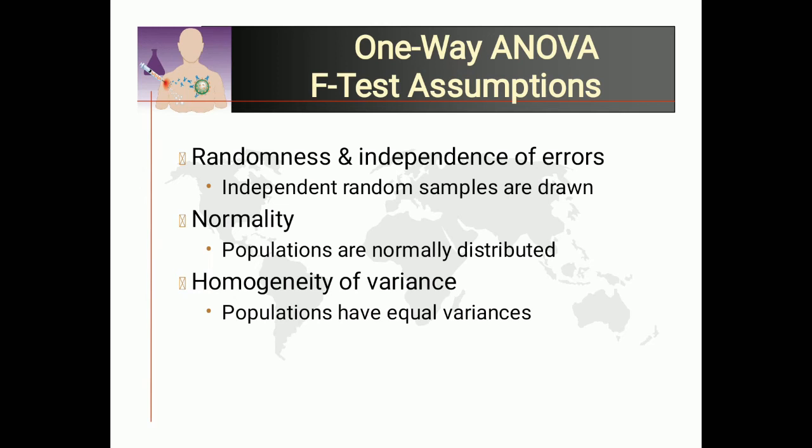There are three assumptions about ANOVA. First is randomness or independence of error. Second is normality, meaning populations are normally distributed. Third is homogeneity of variance, meaning populations have equal variance.